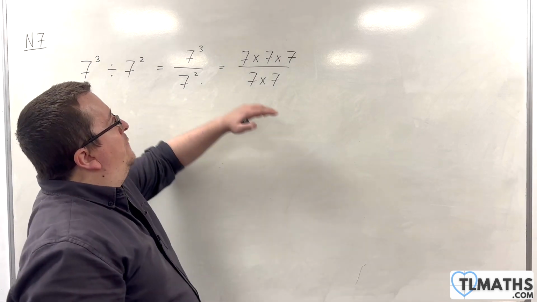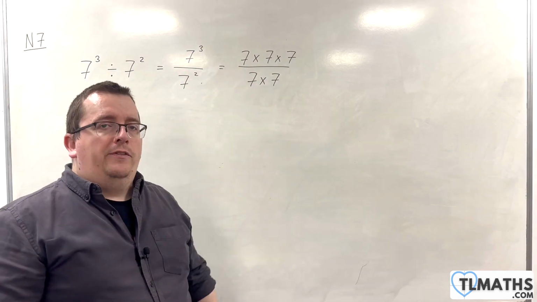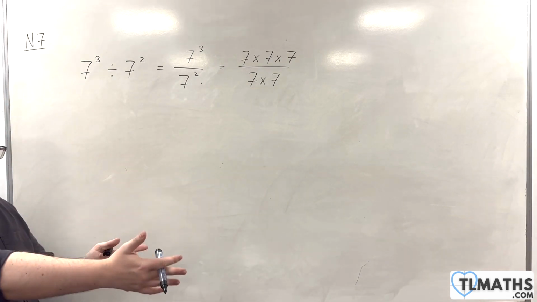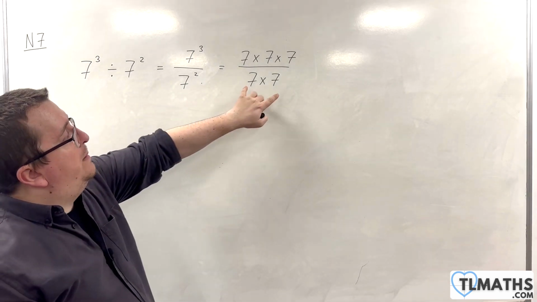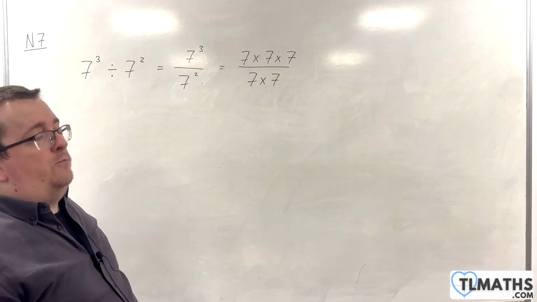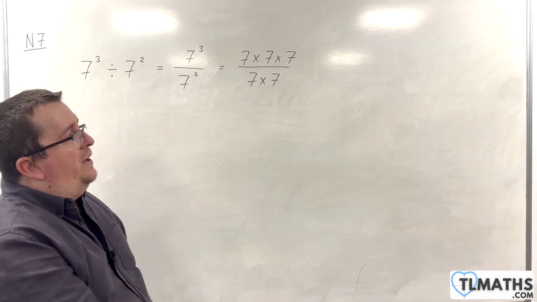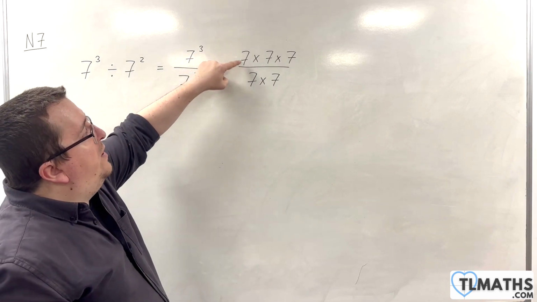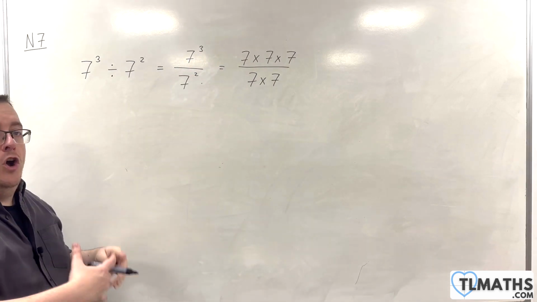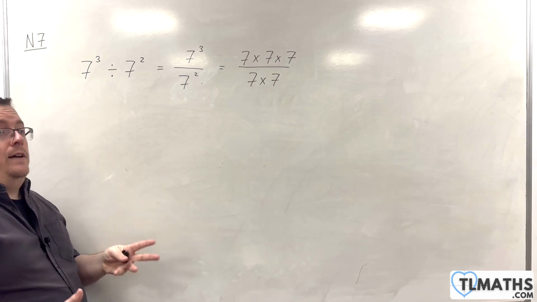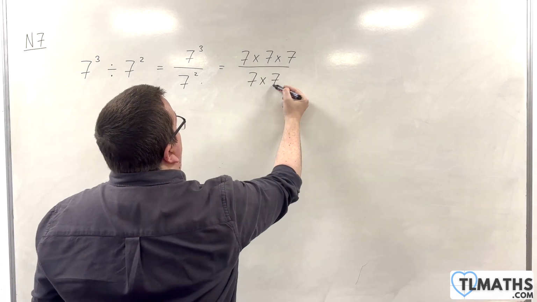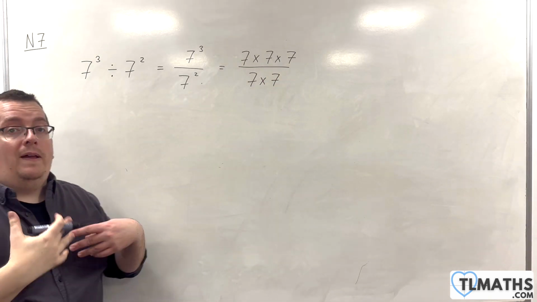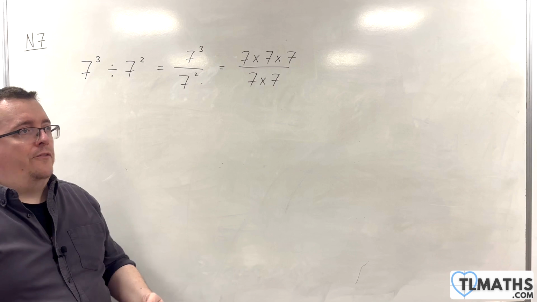Now here we have a number in the numerator that's been written as the product of its prime factors, 7 times 7 times 7. And we also have a number in the denominator which has been written as the product of its prime factors, 7 times 7. Now the thing is that both the numerator and the denominator have common factors. They both have 7s as common factors and also another 7 as well. So they both have 49, 7 squared, as a common factor.